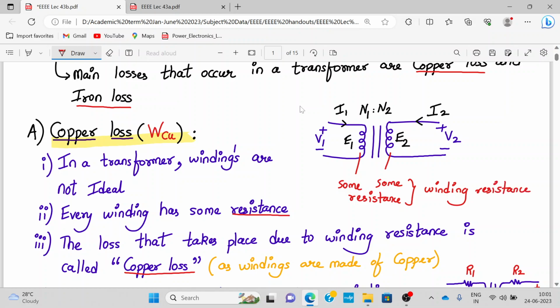Now, because there is a winding resistance, whenever a current passes through a resistor, there is a voltage drop. And that loss that takes place due to winding resistance is called a copper loss. Now, why the name copper loss? As the windings are made up of copper. Alright, hope it is clear.